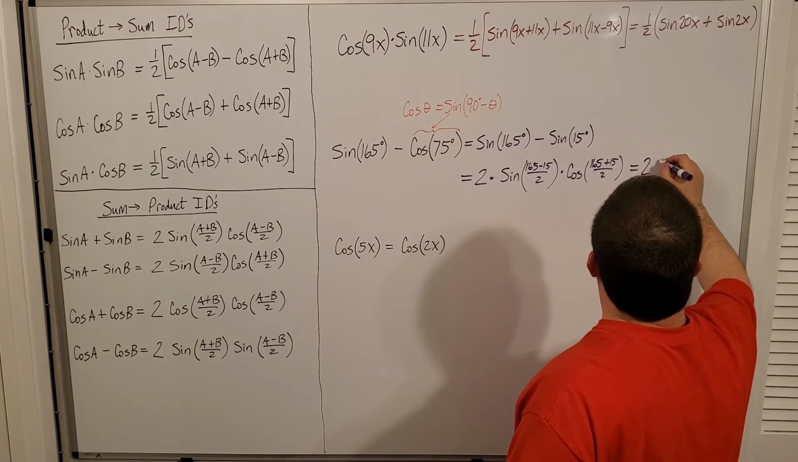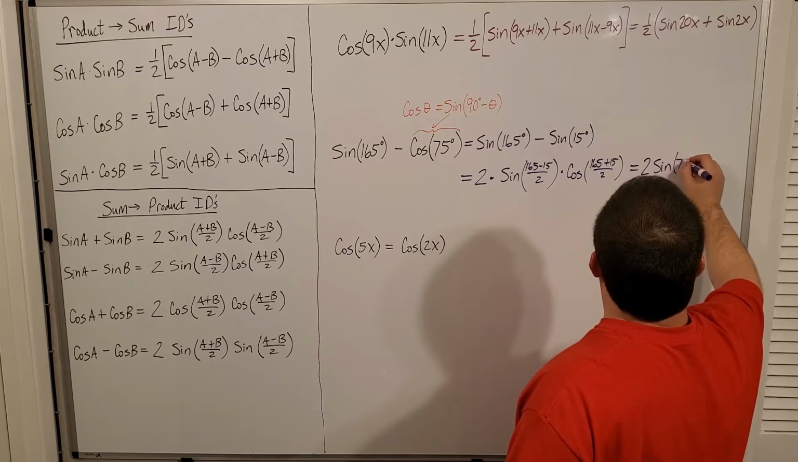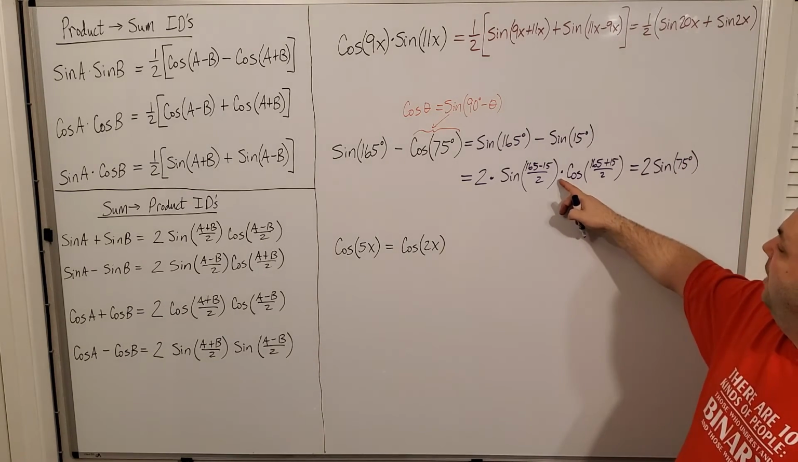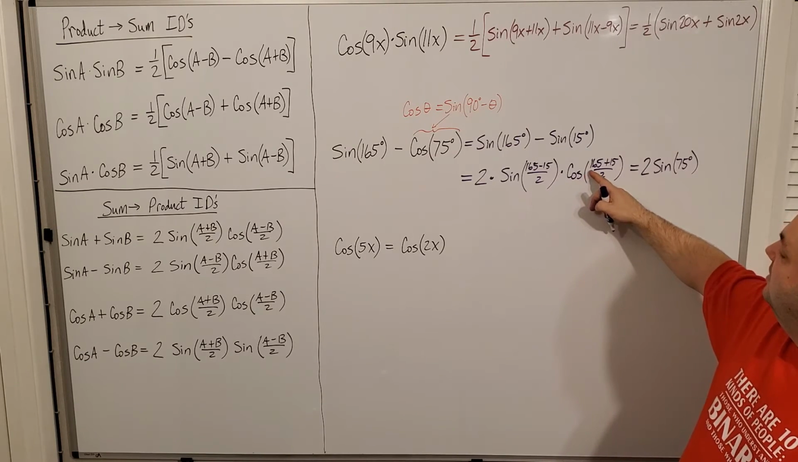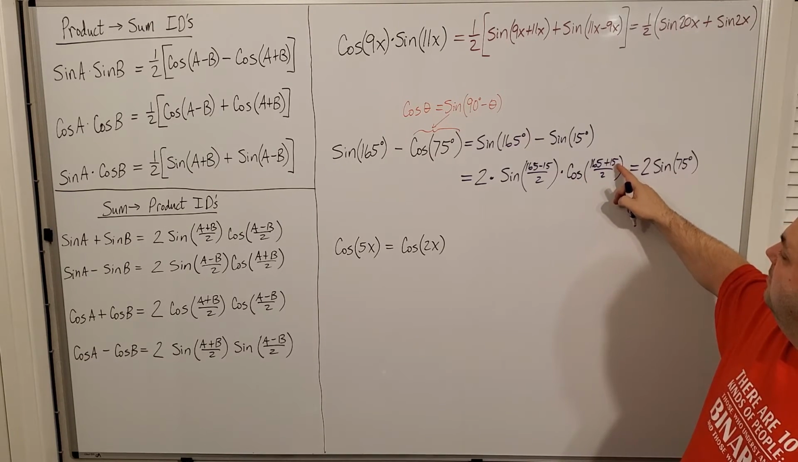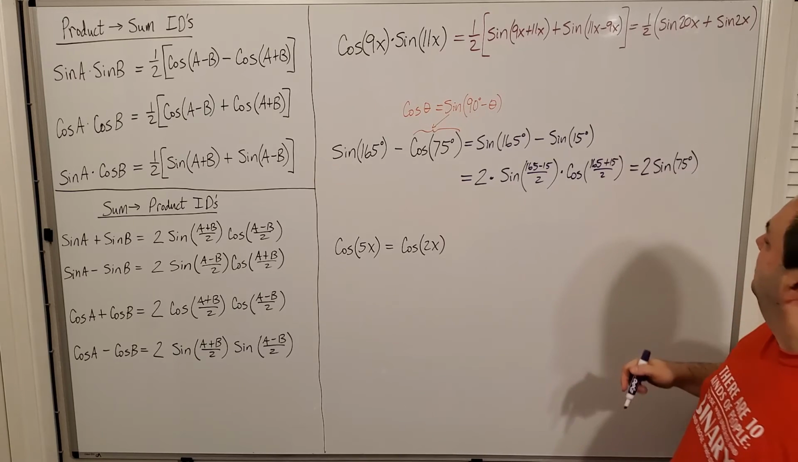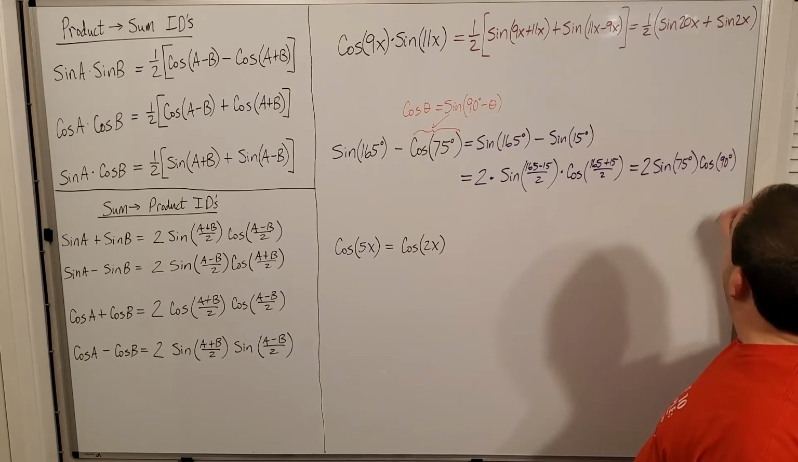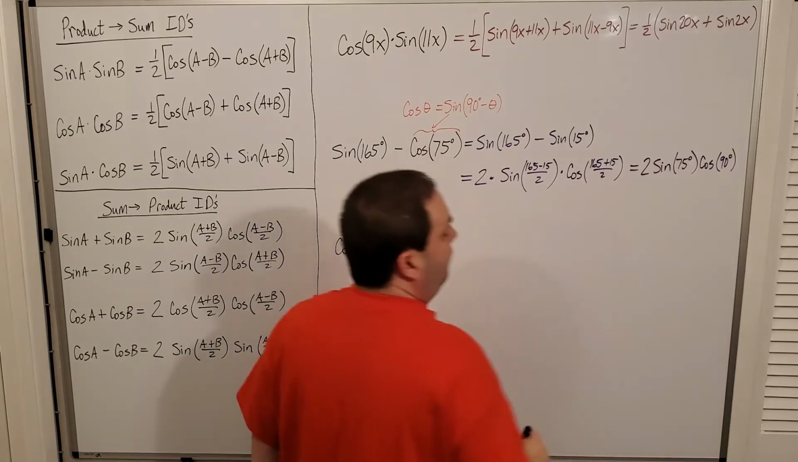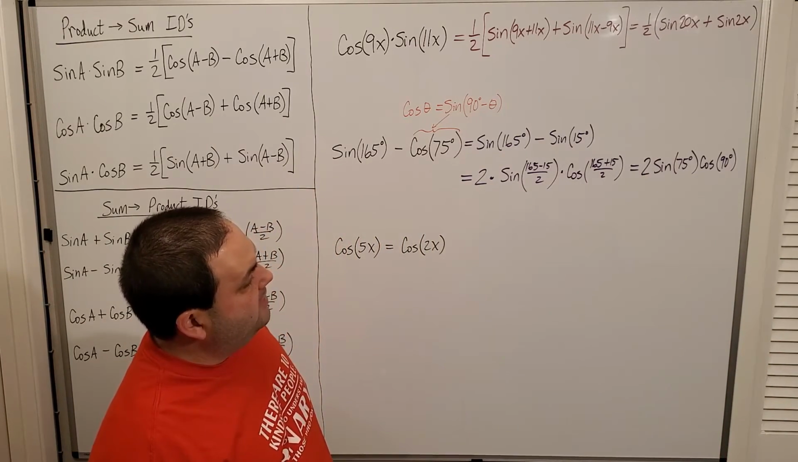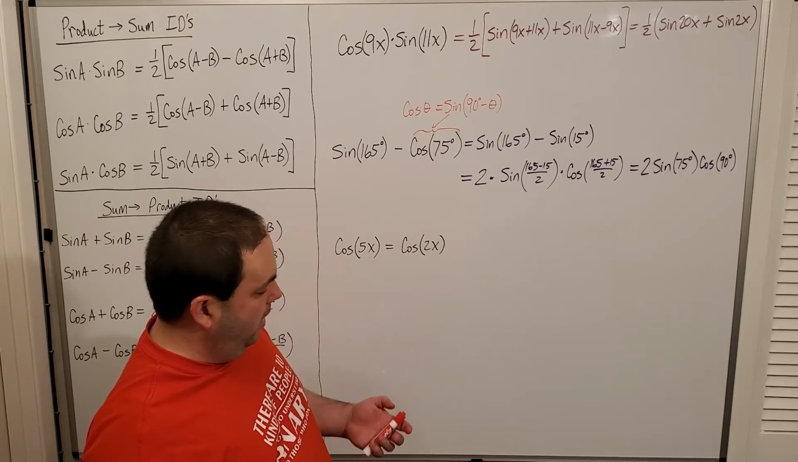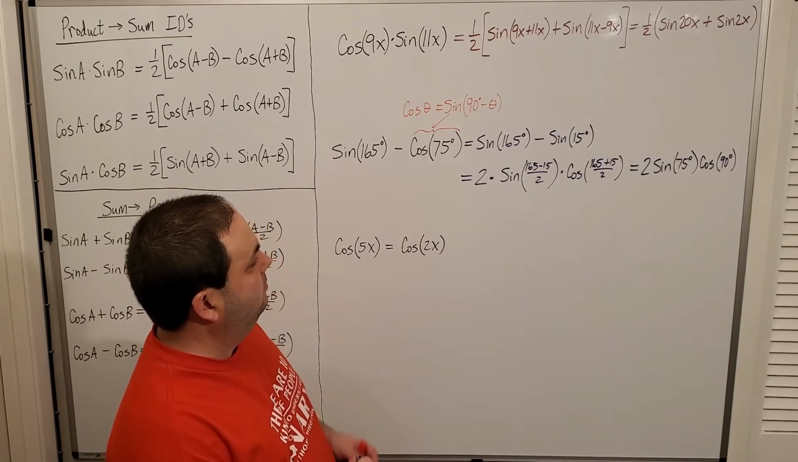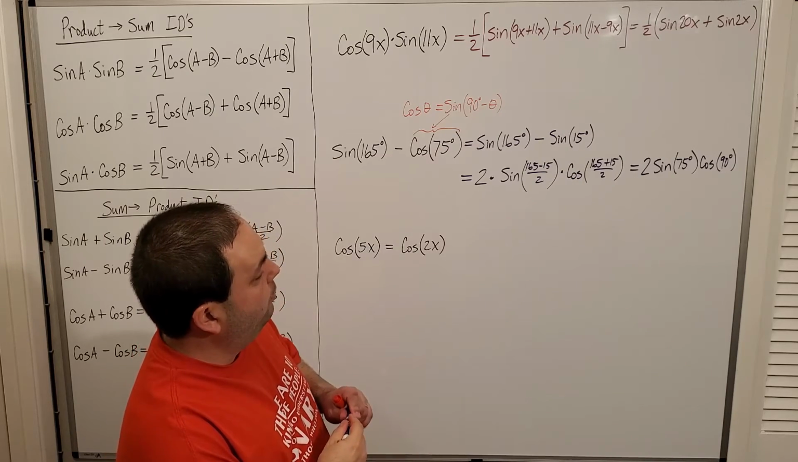So I have 2 sine of 75 degrees. And then over here for my cosine, I have 165 plus 15, which is 180, divided by 2. I have the cosine of 90 degrees, right? Well, the sine of 75 I can figure out through one of my other formulas from earlier in this section, right? That wouldn't be too hard of a problem.